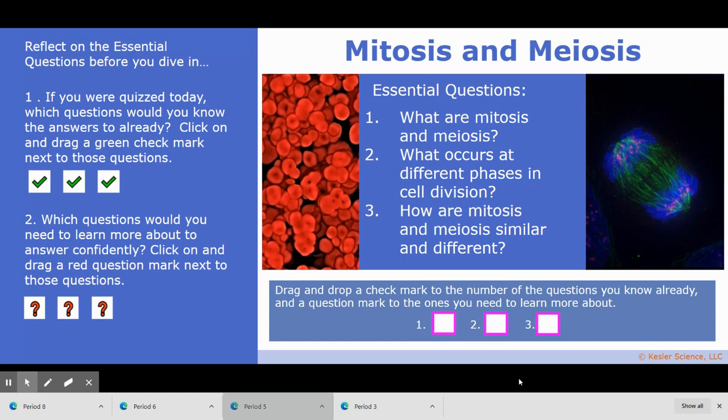And on the left, it's asking, if you were quizzed today, which questions would you know the answers to already? You're going to click and drag the green check mark next to the questions that you feel comfortable with. And then number two says, which questions would you need to learn more about to answer confidently? You would click and drag a question mark next to the questions that you're really not sure of. So you can pause the video and do that now.